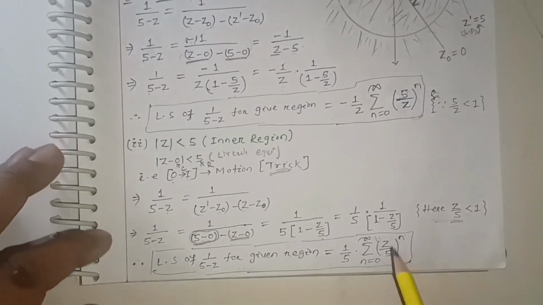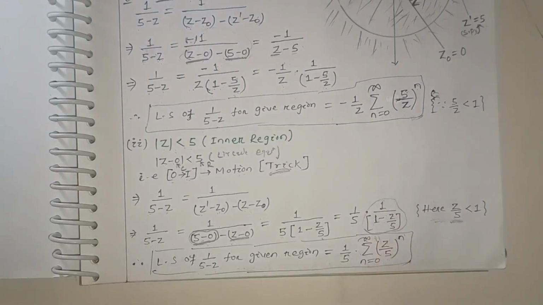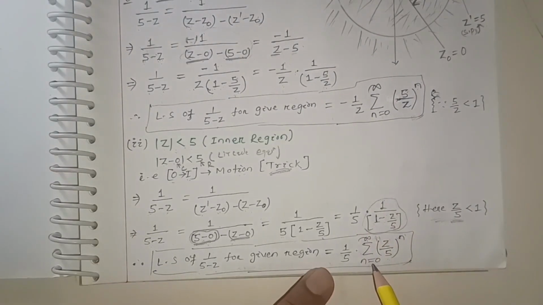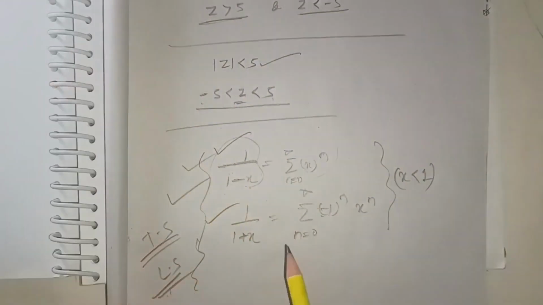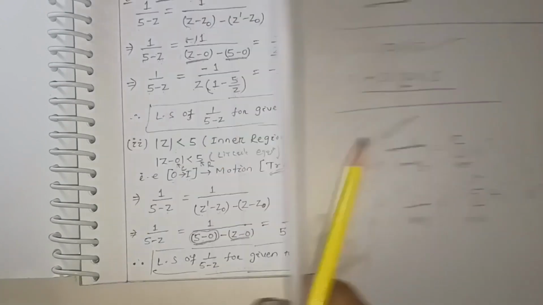If it is so, then what will be its series? Directly we can write summation over n equals 0 to infinity of z by 5 to the power n, because we have already discussed that 1 by 1 minus x is x to the power n, summation over n equals 0 to infinity.